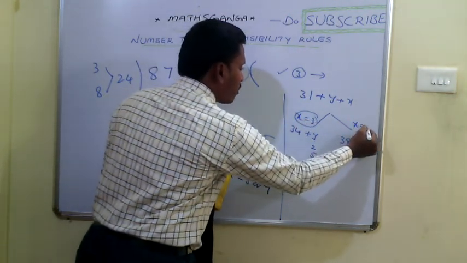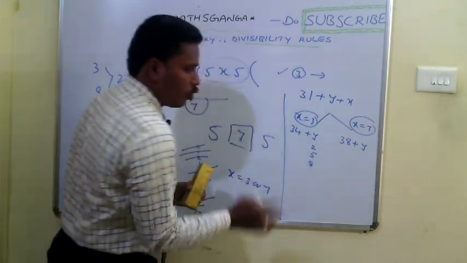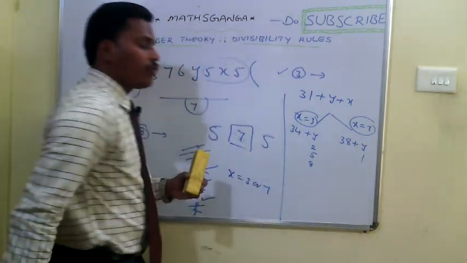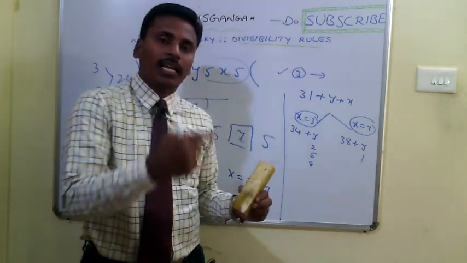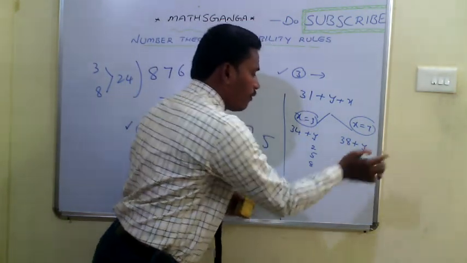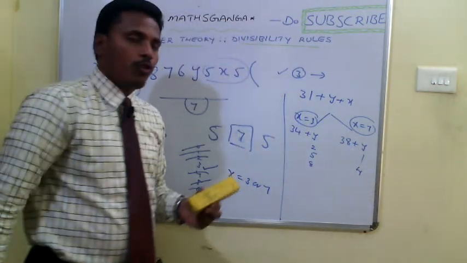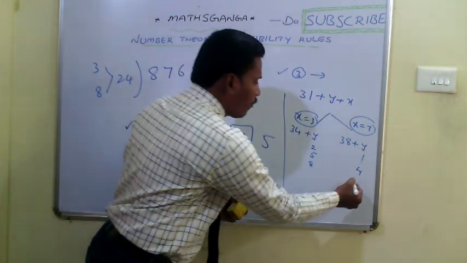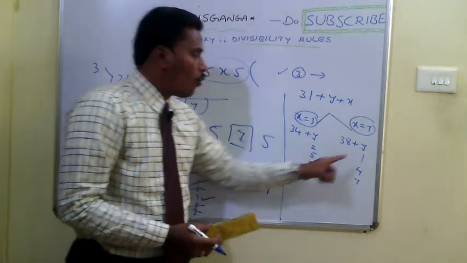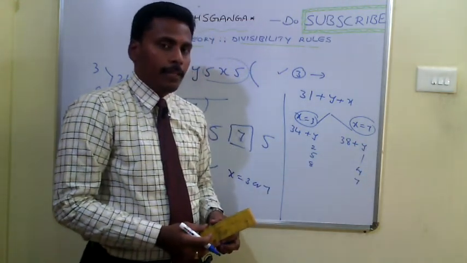And in this case, if x is equal to 7, we have 38 plus y. If you replace with 0, 38 plus 0, 38 is not a multiple of 3. If you replace with 1, 38 plus 1, 39 is a multiple of 3. Replace with 2, 40 is not possible. Replace with 3, 41 not possible. Replace with 4, 42 is possible. Again, if you replace with 7, 45 is also a multiple of 3. So we have 1, 4, 7 in the place of y, so that the number is divisible by 3.